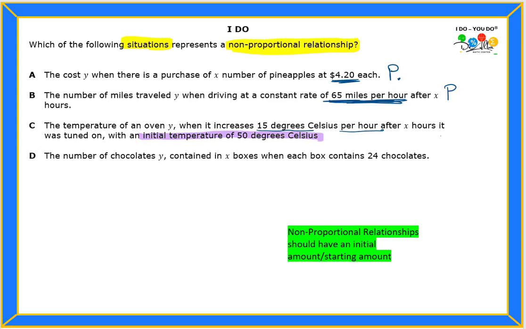Therefore, this is going to be a what? Non-proportional. And isn't that what I'm looking for? Right? So it looks like C should be the answer, but let's check the last one.